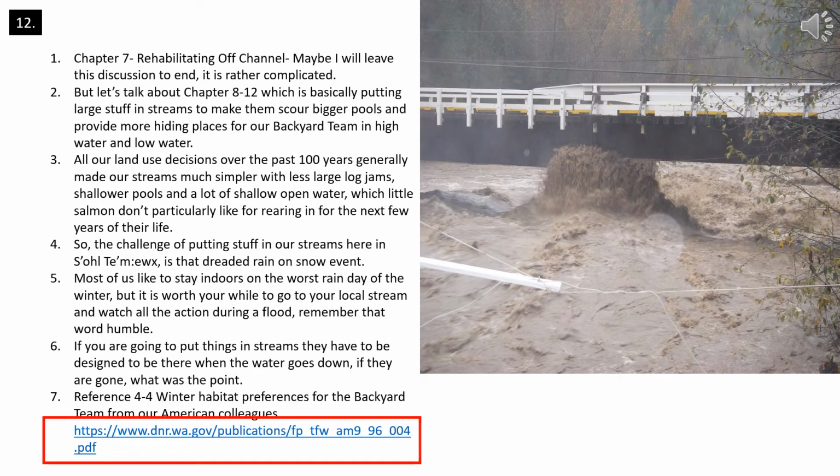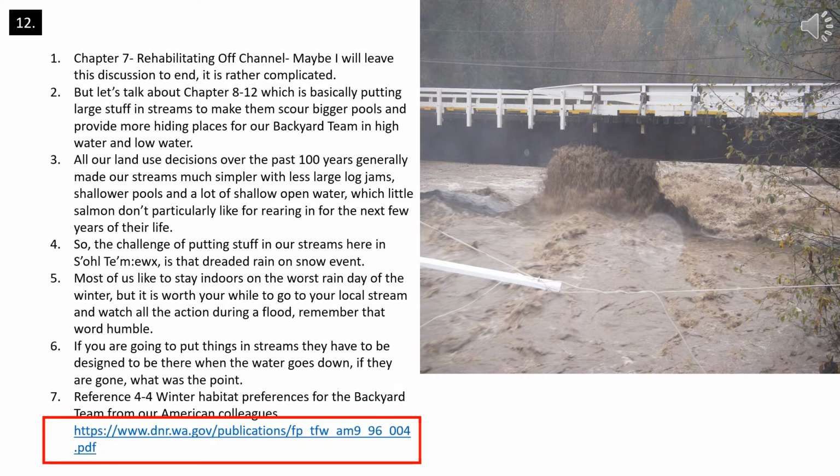So Chapter 7, Rehabilitating Off-Channel Habitat. So maybe I will leave this discussion to the end. It is rather complicated. So let's just jump ahead. Let's talk about a range of chapters from 8 to 12. And they're all basically about putting large stuff in streams to make them scour bigger pools and provide more hiding places in the stream for our backyard team in high water and during low water.